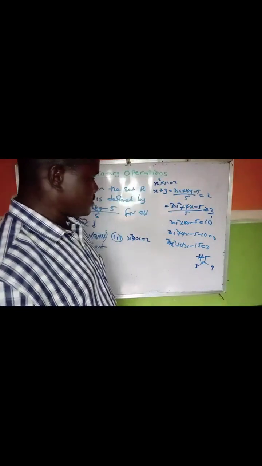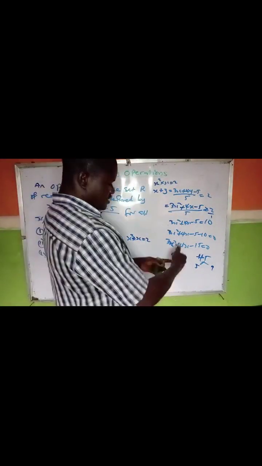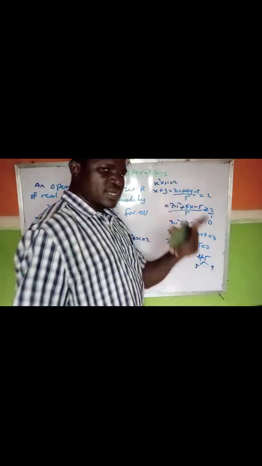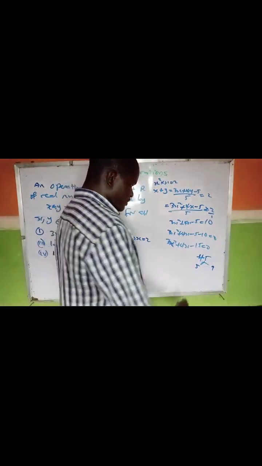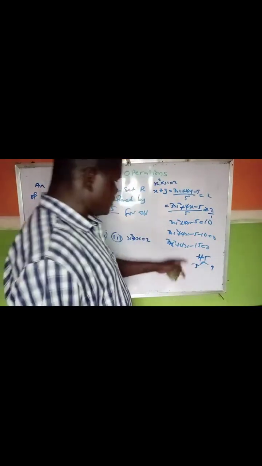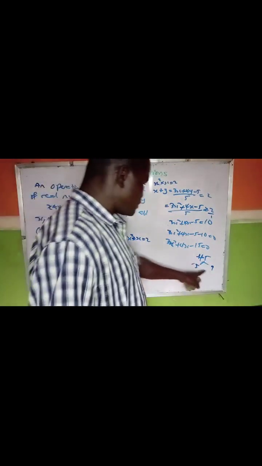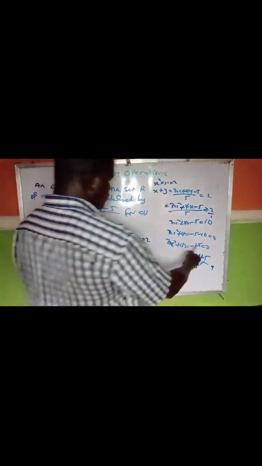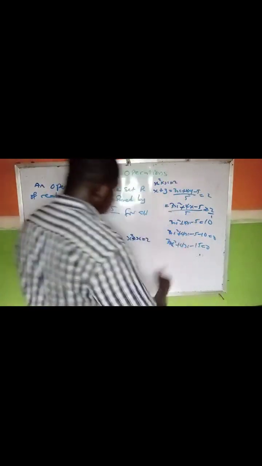So 5 and 9. Here are two numbers. If you add them together, one is going to be negative. So here is minus 5. 9 minus 5 is going to give you plus 4. So minus 5 times 9 is going to give you minus 45. So that's it. You simply put it here.